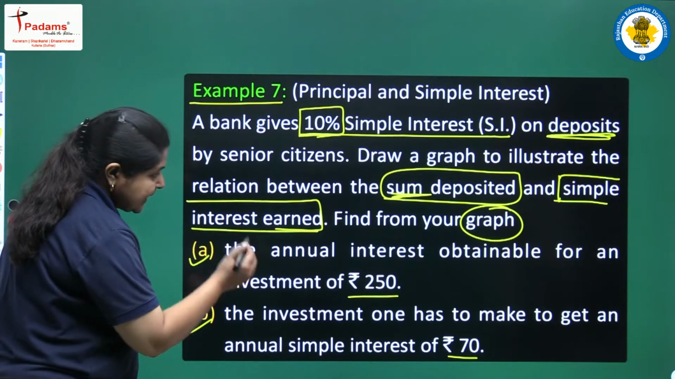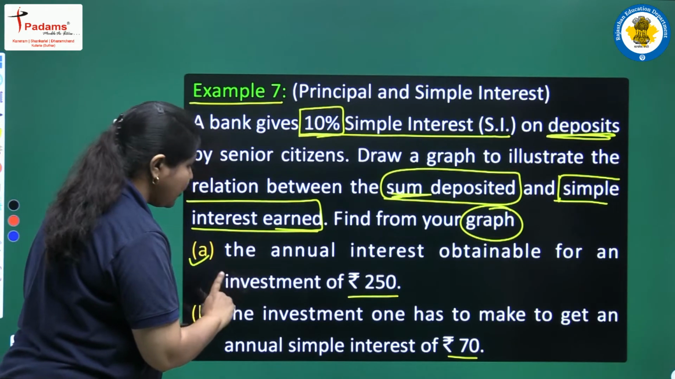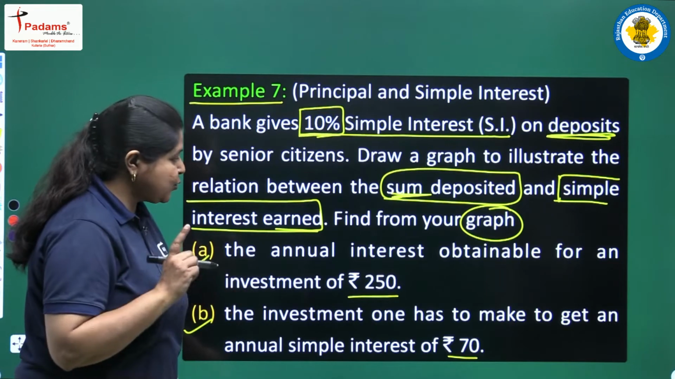The first part, the annual interest obtainable for an investment of rupees 250.